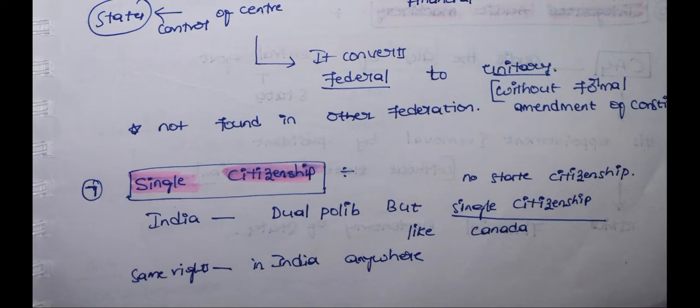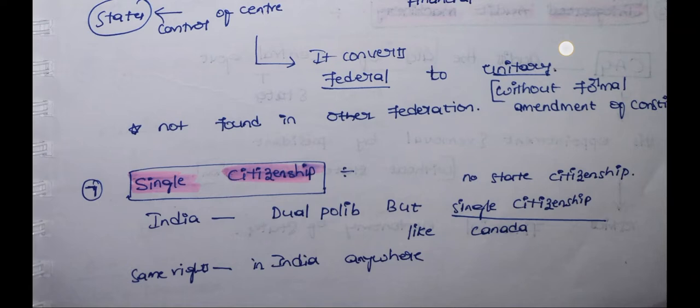Single citizenship. India has a dual polity, meaning polity at the center and state levels, but we maintain a single citizenship. There is no separate state citizenship like in the US.